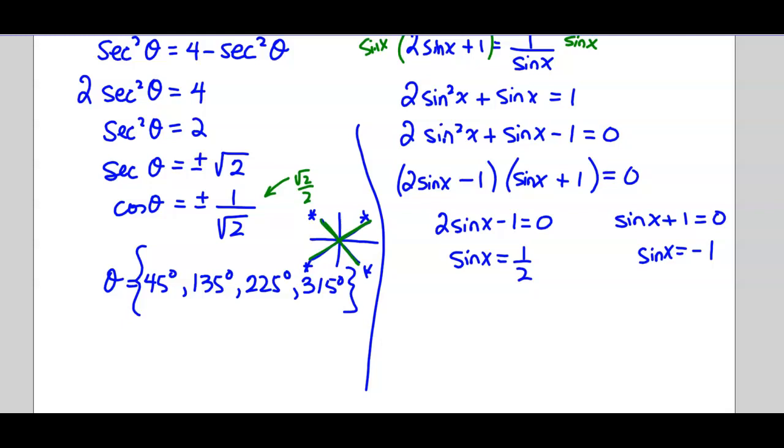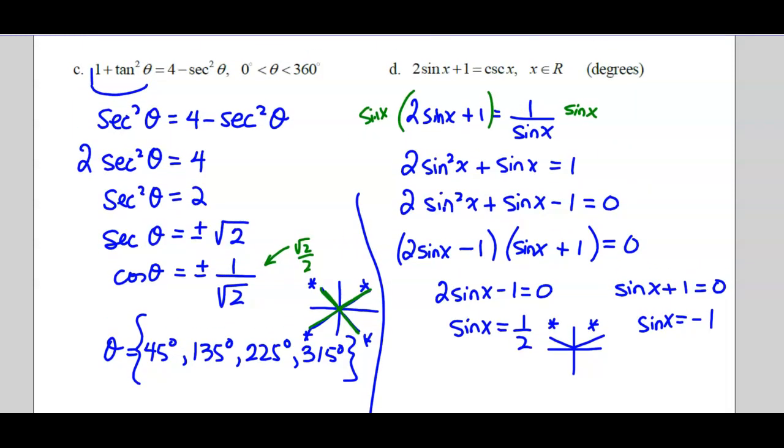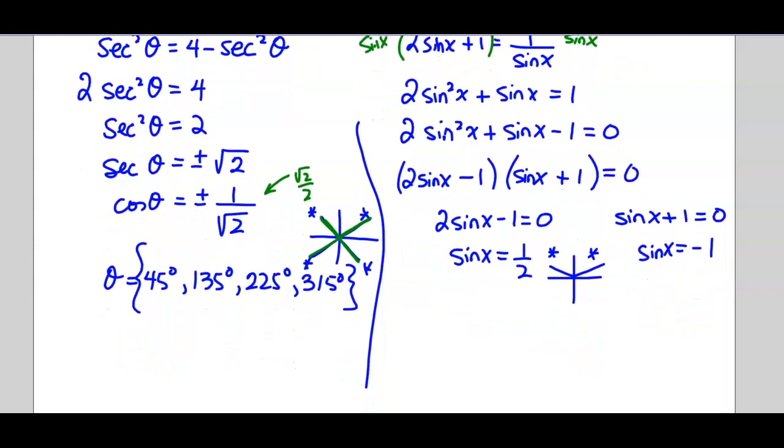Okay, so sine is just positive. So first and second quadrant. Sine is a half. Those are exact values. That's going to be 30 degrees and 150. We're only going, oh no, we're doing general. Okay, so here.